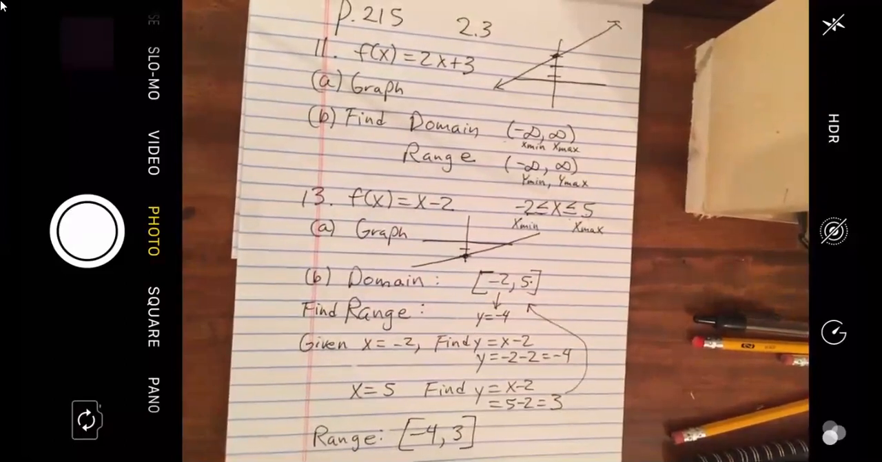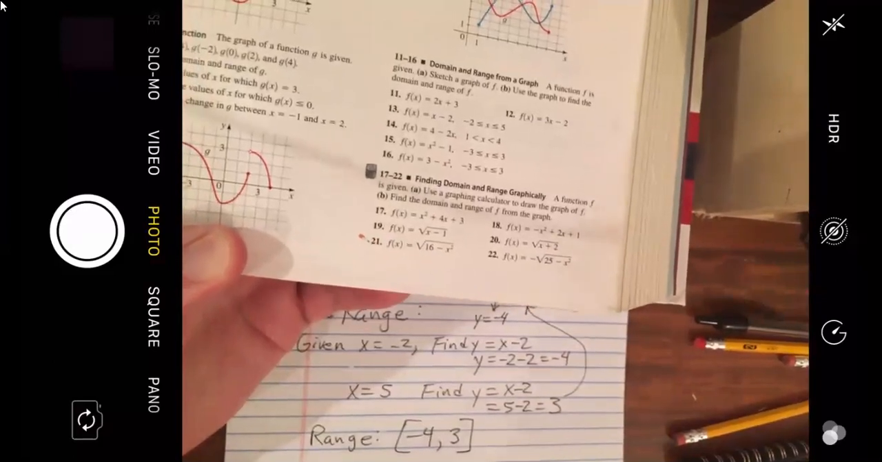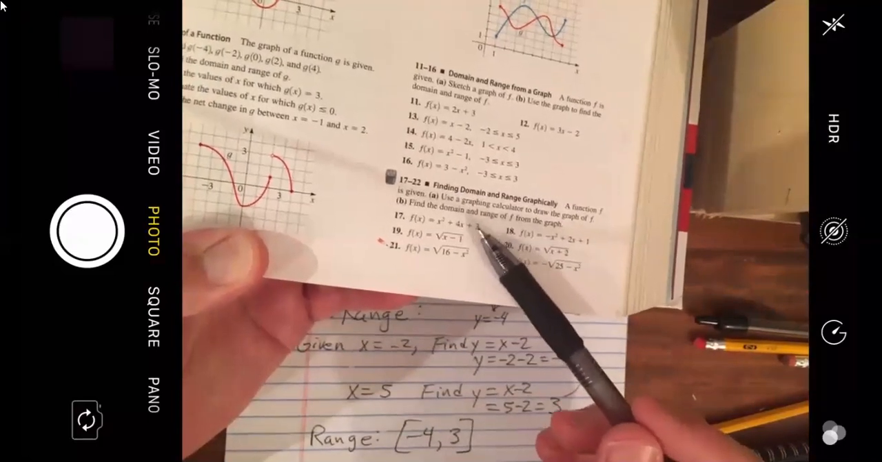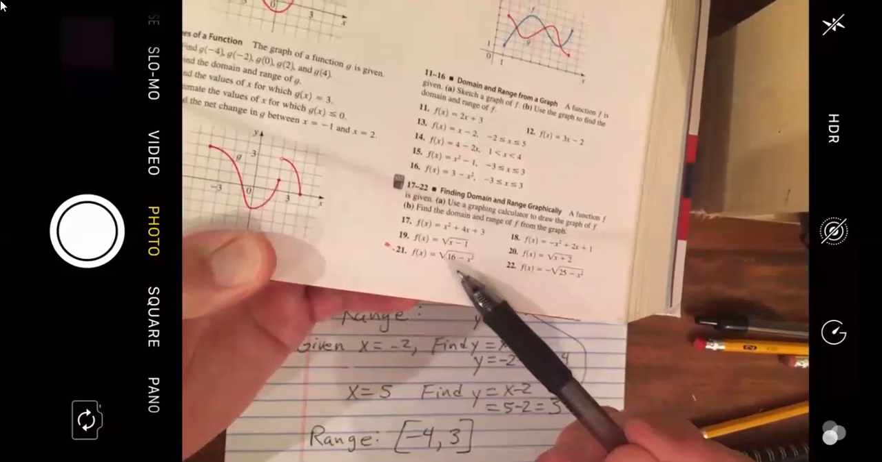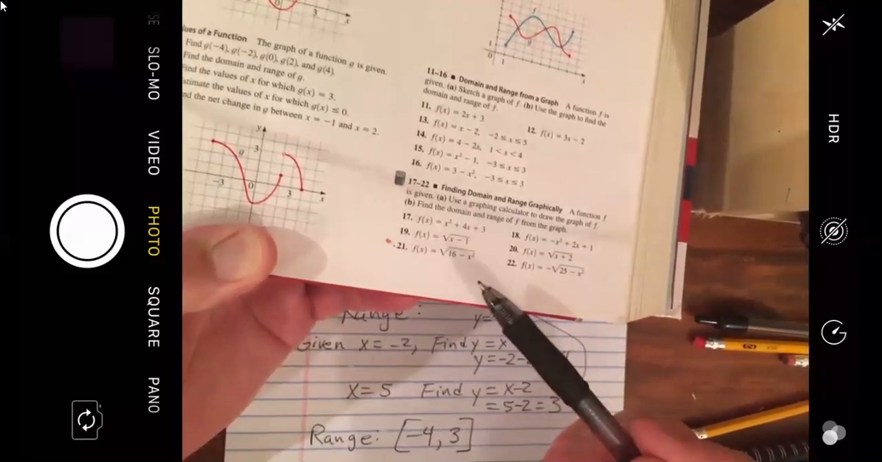Okay. The last little section, they give you 3 formulas. 17's pretty easy. It's got no problems. It's got no fractions, no square roots. That's just a straight polynomial formula. You got a square root problem in 19 and a square root problem in 21. They want you to sketch a graph of these and find domain and range.